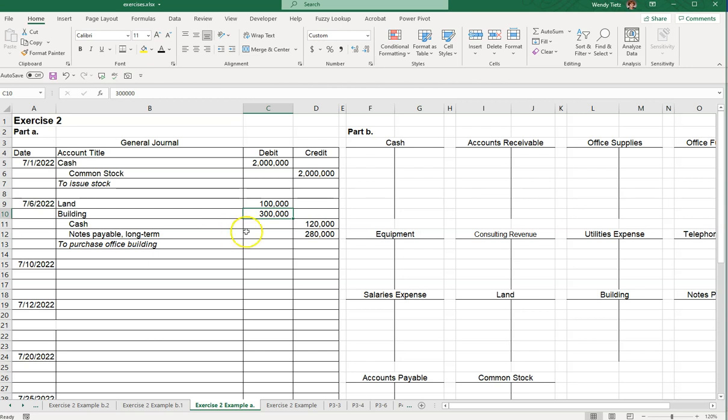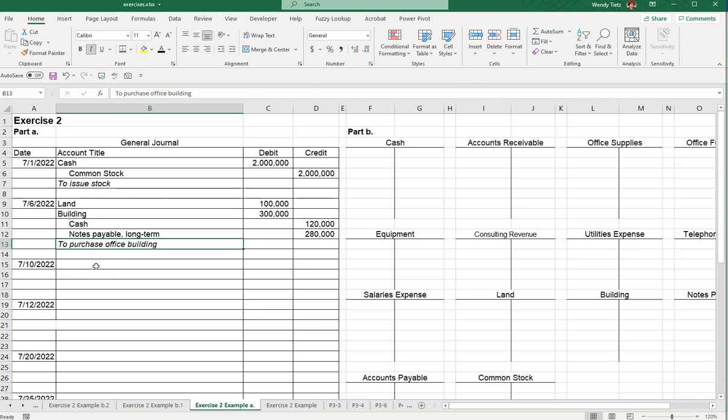We credit cash to decrease it, so that's where the $120,000 came from. And then they signed a note payable for the rest. So that's the $280,000. And if I add my debits, they will equal my credits. And there's my memo line. Again, the memo line is not a big deal, but you do want to have it.